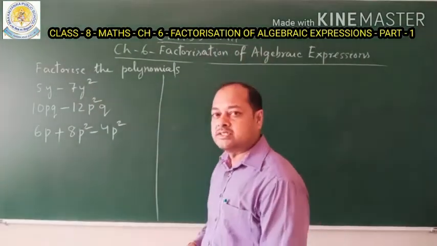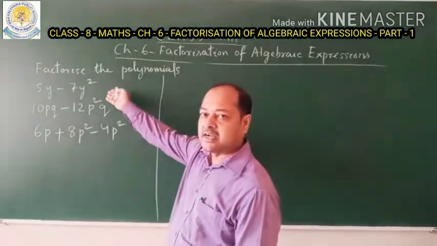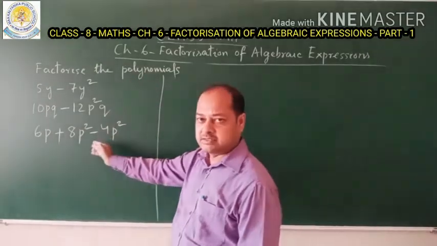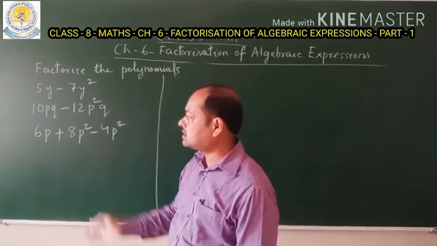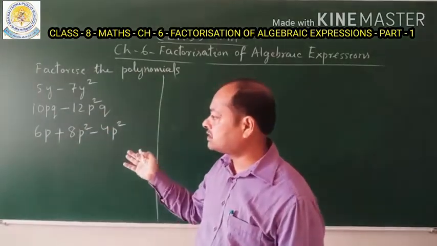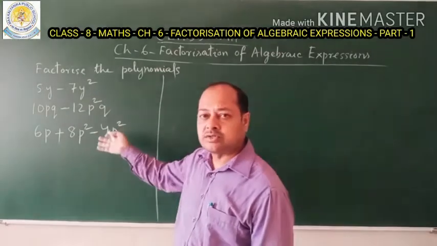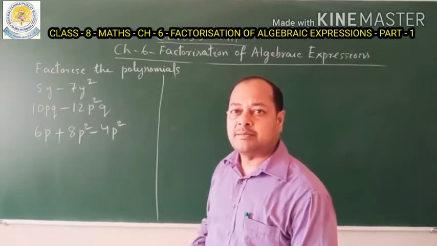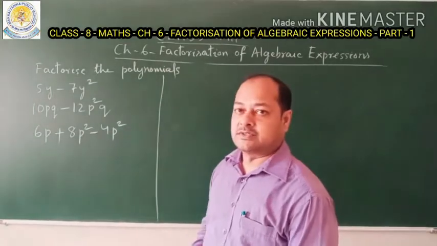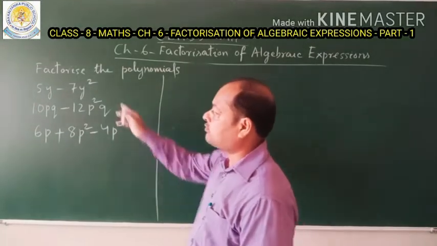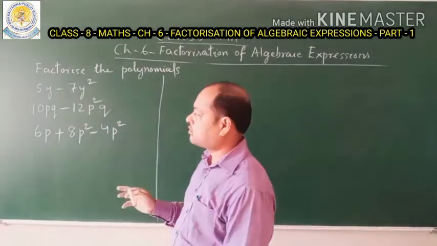Now look at some more questions. The question says factorize the polynomials. These are polynomials because of the terms. How many terms are there? If there are 2 terms or more than 2 terms, then we can call it a polynomial. So look at the first question. The first question is 5y minus 7y square, a polynomial.